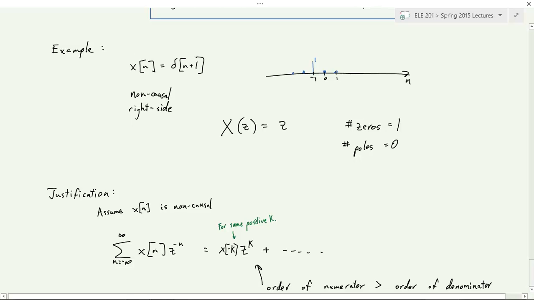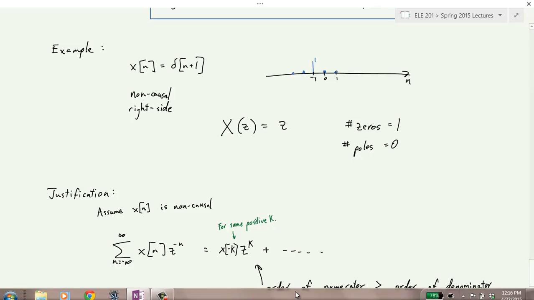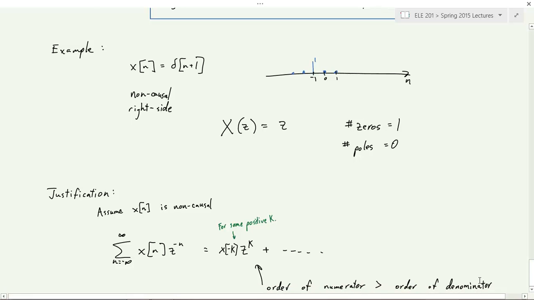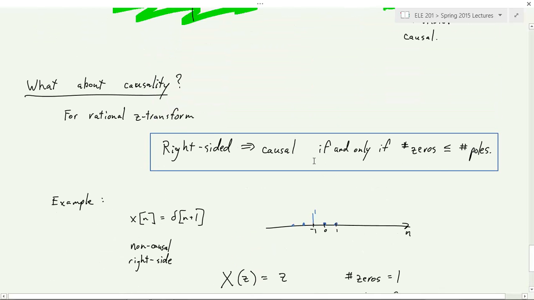But what you'll notice is when you put all this together into a single fraction to make a rational function, a polynomial over a polynomial, the order of the numerator is going to be greater than the order of the denominator because there is this z to a positive number here. So that means the number of zeros will be greater than the number of poles. All right, that was just to justify this relationship here. Remember that if it's the Laplace transform, not the Z transform, then you don't have to worry about the number of poles and zeros. If it's a rational Laplace transform, then right-sided and causal will be equivalent.